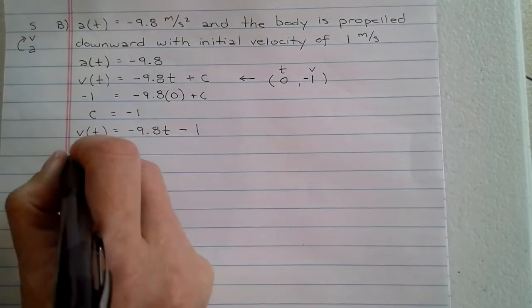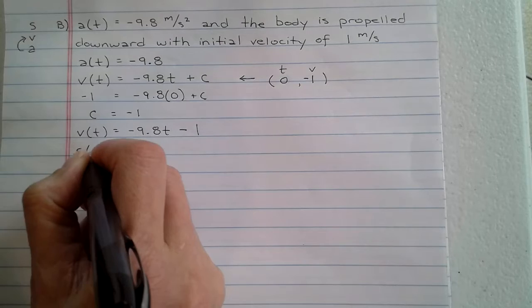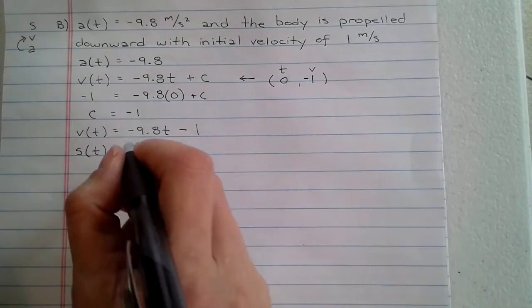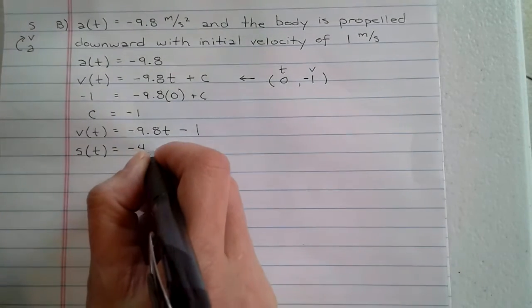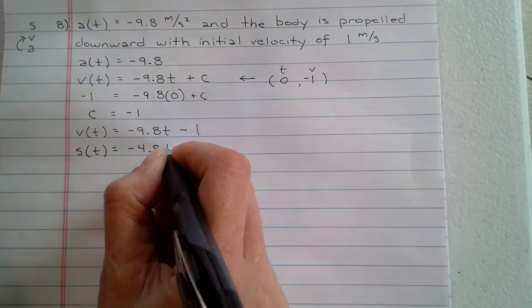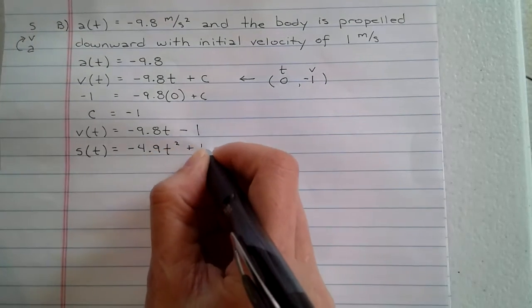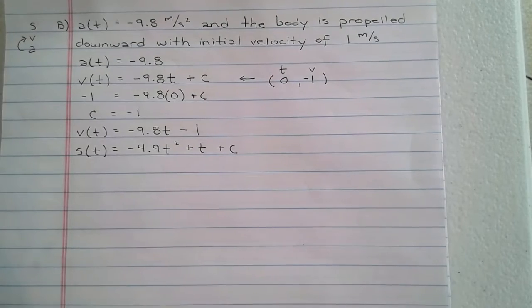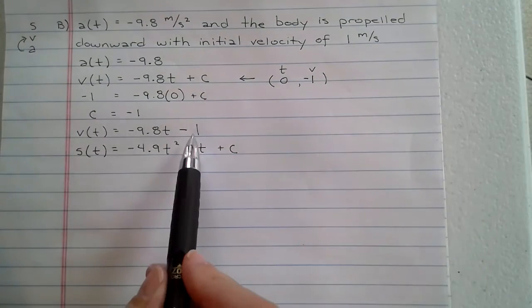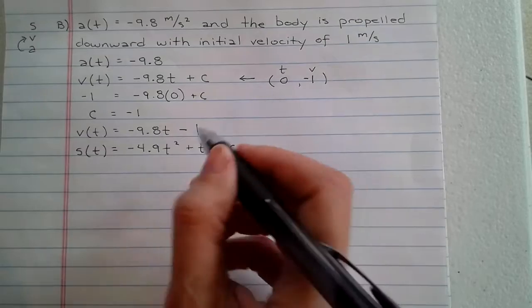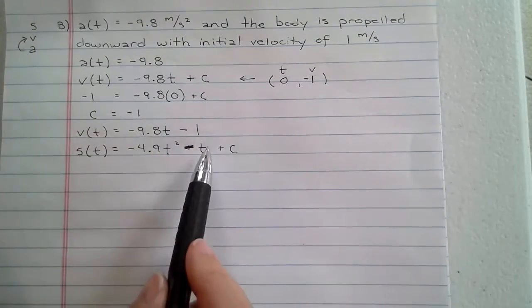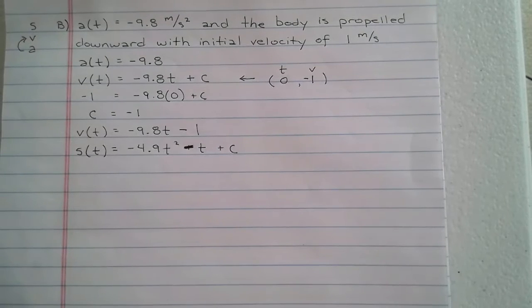All right, now I think you know the drill. Let's go ahead and see if we can get back up here to a position function. Go ahead and find that antiderivative. Okay, now I hope you didn't forget that the antiderivative of -1 would be negative t, right? You can always check by taking the derivative real quick and getting back to it.